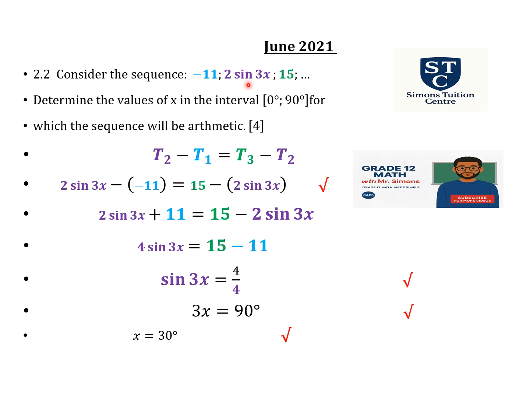So if I put in there 30, sine of 3 times 30 would give me 90, sine 90 is 1, 1 times 2 is 2. So minus 11 plus 13 would give me 2, 2 plus 13 would give me 15.